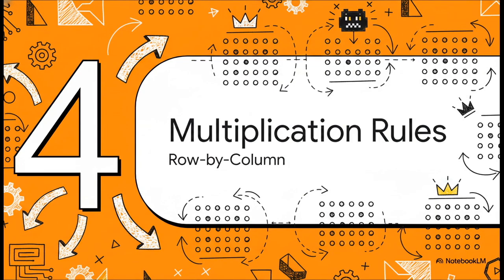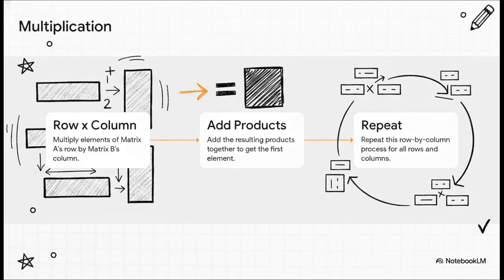Up next is Section 4, the Multiplication Rules. We are officially entering the boss level for board exams. So the heart of this boss level is the row-by-column method.